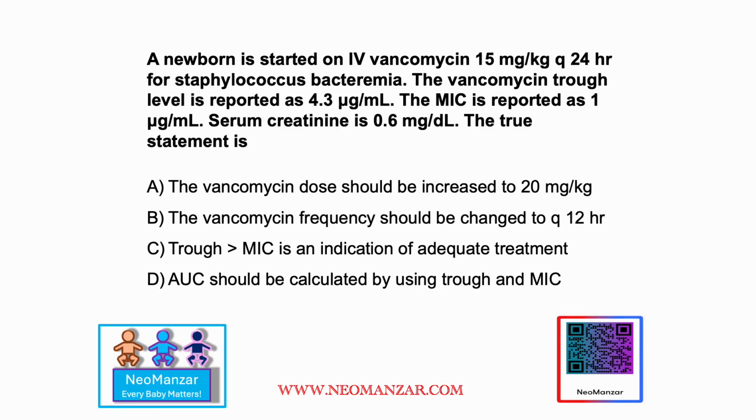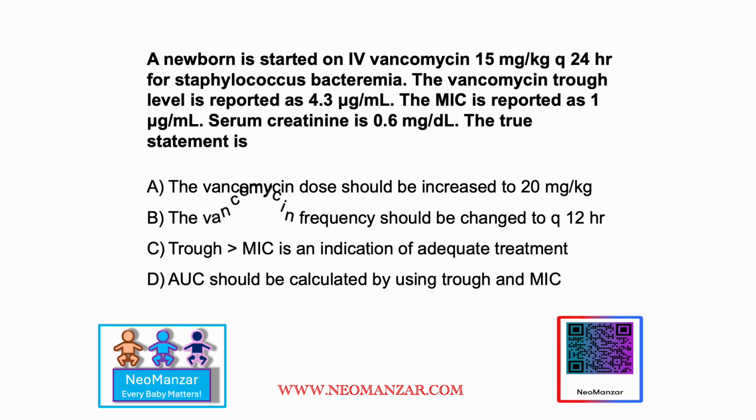So here we have a newborn infant who is started on intravenous vancomycin 15 milligram per kg every 24 hours for Staphylococcus bacteremia. The vancomycin trough level is obtained and is reported as 4.3 microgram per ml. The minimum inhibitory concentration is reported on the report as 1 microgram per ml. Serum creatinine is 0.6 milligram per deciliter. So the true statement is, pause the slide, zoom the picture or zoom the options.